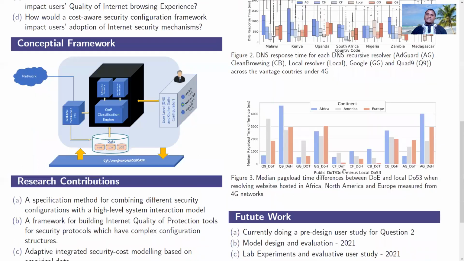Then we went ahead to measure the median page load time differences between the plain text local DNS resolver versus the DNS security protocols against content hosted in different continents. In this case, we measured against Africa, America, and Europe. In a nutshell, we observed that DoT, DNS over TLS, performs better across providers, while we noted that DoH is affected much by the distance to the content and distance to the DNS providers.